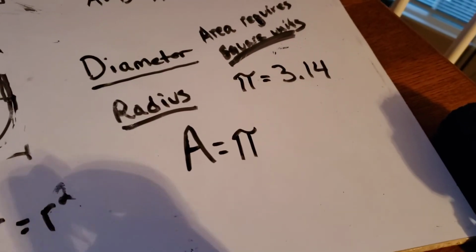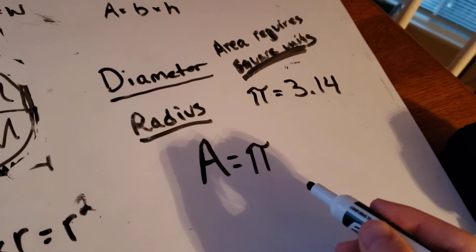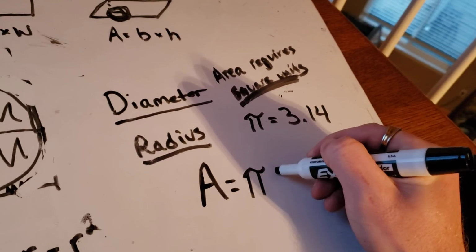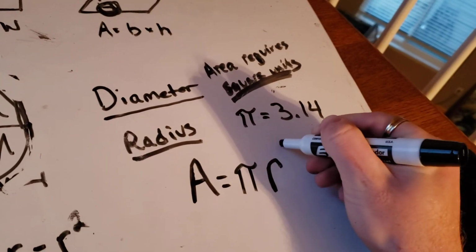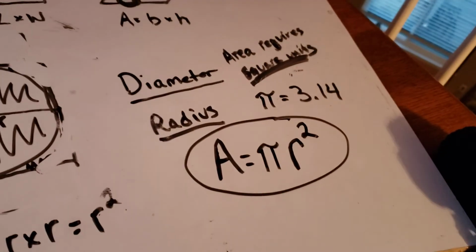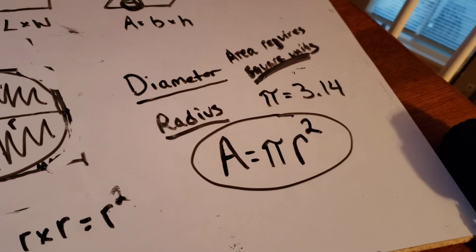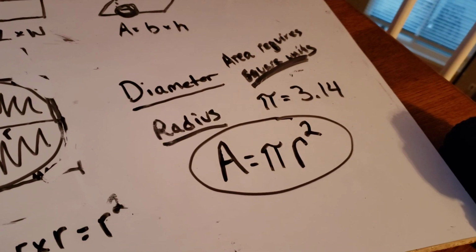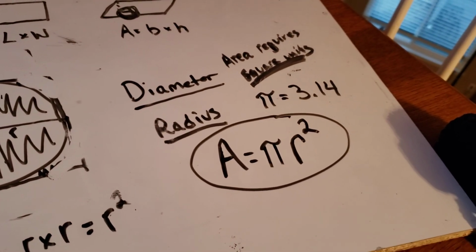So to find the area of a circle, we take pi, 3.14, times our r squared, the radius squared. So there's our formula for the area of a circle. And in another video, we're going to look at how to use that to solve area of a circle.